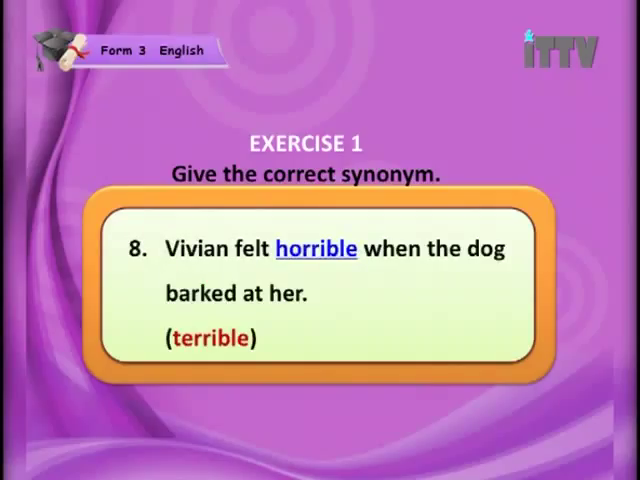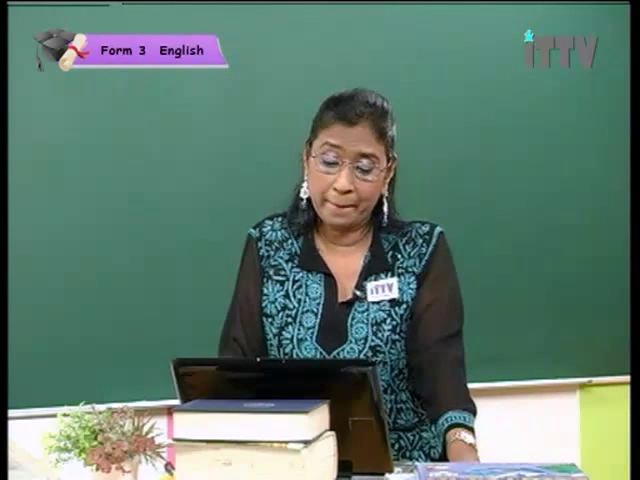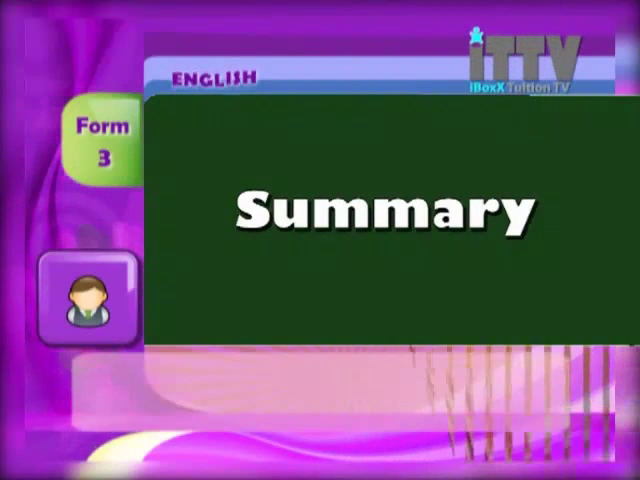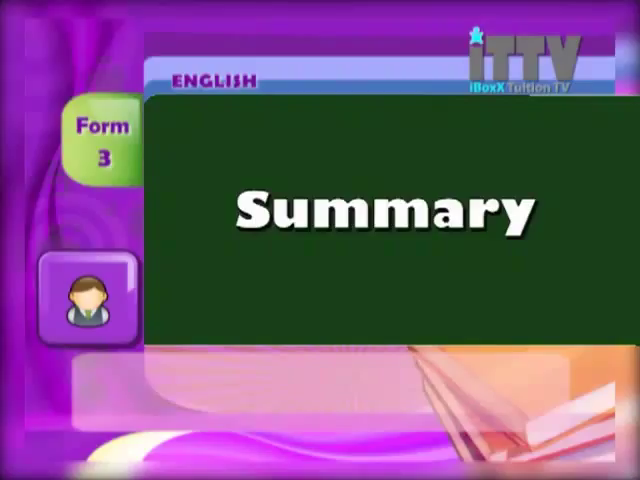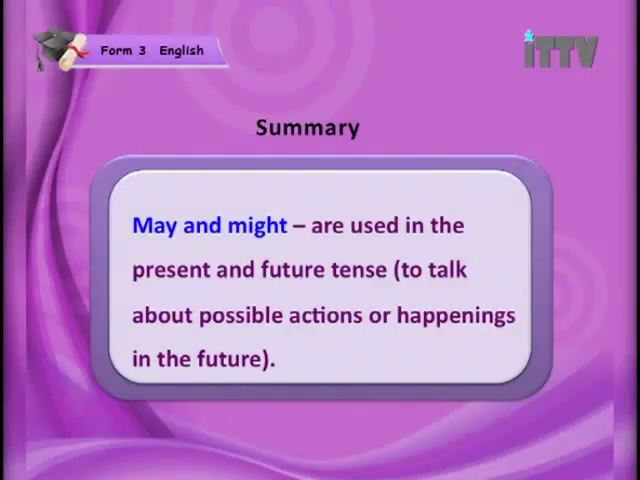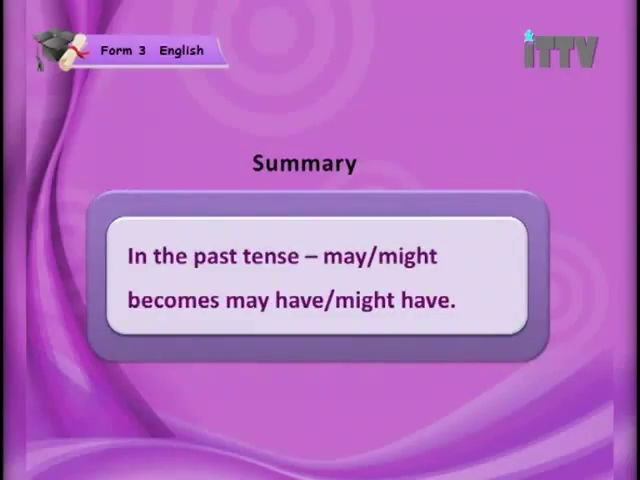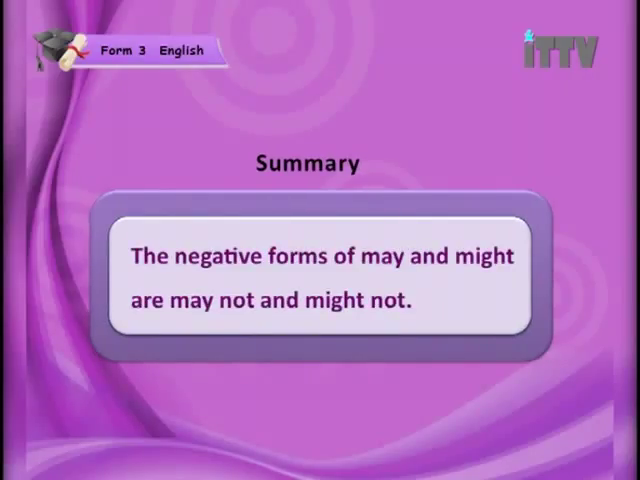All right, students, we have finished with synonyms and we have also finished with may and might. So now I'm going to do the summary. May and might are used in the present and future tense to talk about possible actions or happenings in the future. Now, in the past tense, may, might becomes may have, might have. The negative forms of may and might are may not and might not.